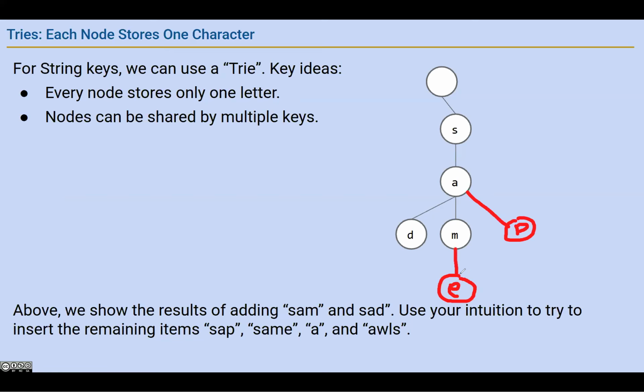How about A? How do I add the word A into this? Yeah, I just start at the root, add a new node here, A. Could I do this? Would this be allowed to add A to this trie?